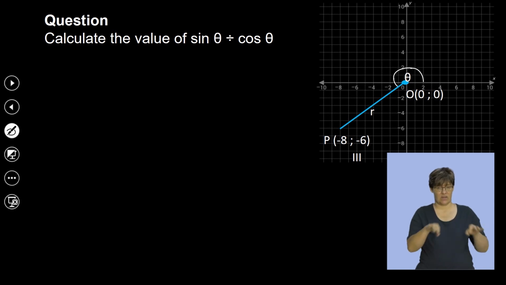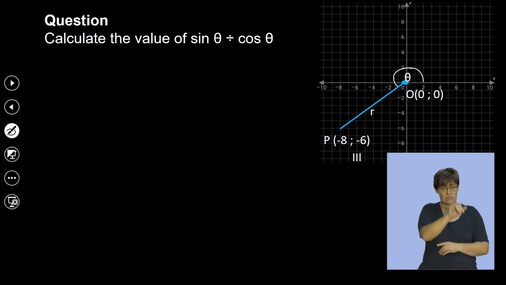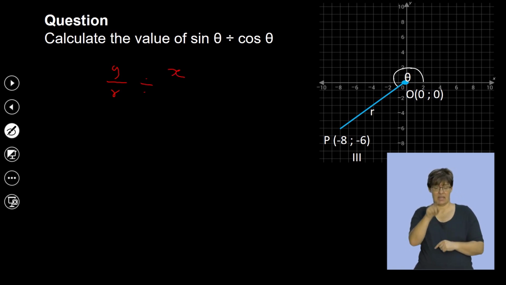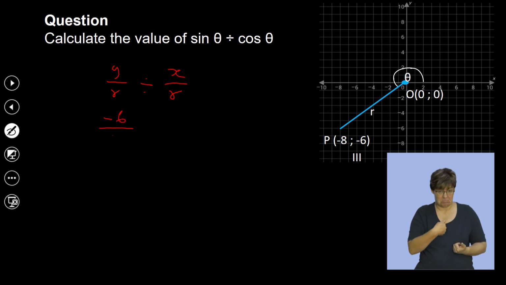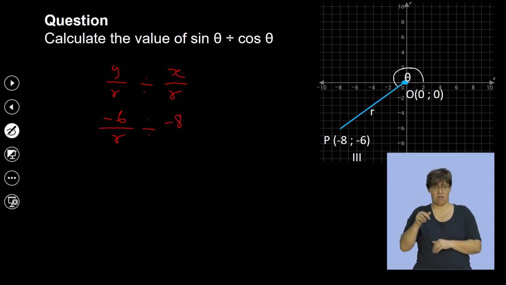And then if you want to find the value of sine theta divided by cos theta, remember, sine theta is going to be y over r, and I'm dividing this by x over r. So my y is minus 6 over r, which I don't know yet, divided by my x, which is negative 8 over r, which I also don't know as yet.